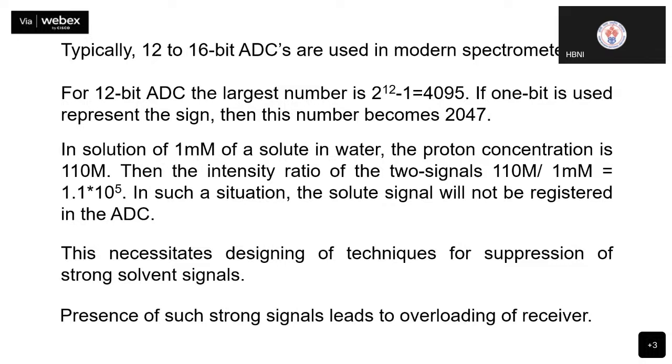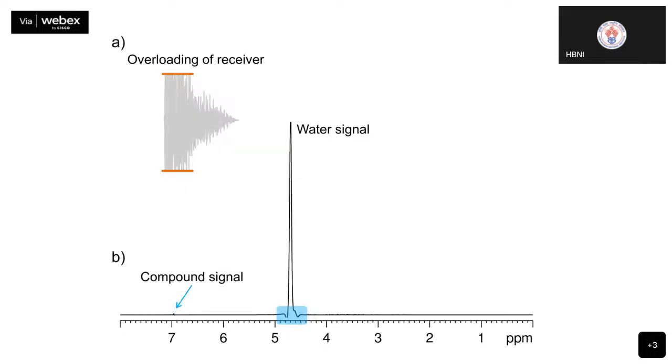If this is the case, then you will not be able to collect the solute signal at all. The cellular signal will not be registered in the ADC. This necessitates designing techniques for suppression of strong solvent signals. Presence of such strong signals leads to further overloading of receivers as well. And that is indicated here.